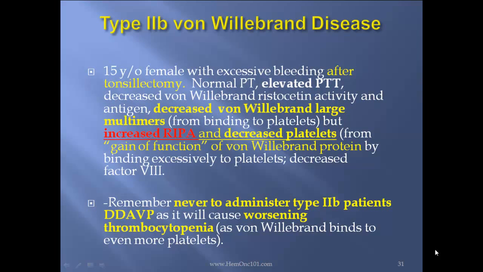Type 2B, case report. A 15-year-old female with excessive bleeding after tonsillectomy, normal PT, elevated PTT, decreased von Willebrand ristocetin activity and antigen, decreased large multimers, but the most important, increased RIPA and decreased platelets. So if you see a slightly low platelet count, as the clearance is increased by the gain of function of von Willebrand protein binding excessive platelets, if you see increased RIPA, slightly low platelets, that's going to be type 2B. Remember, never administer DDAVP to type 2B patients, as it will cause worsening thrombocytopenia, as the von Willebrand will bind even more platelets.